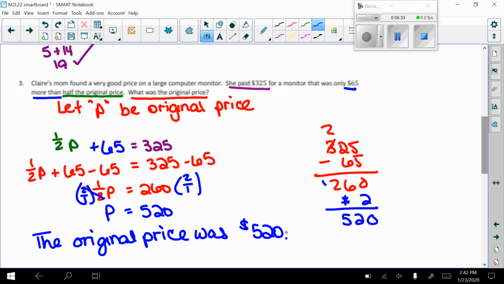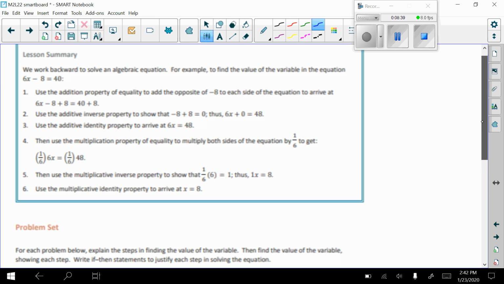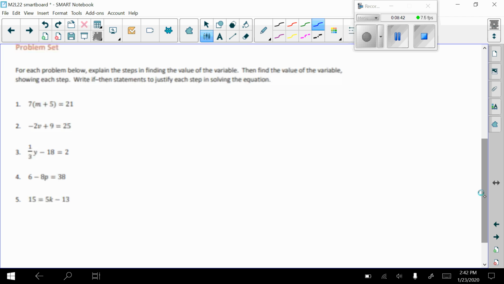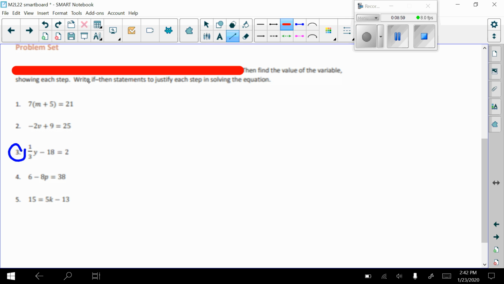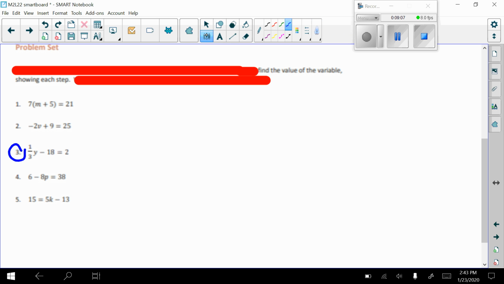All right, there's one more problem that I'd like you to see. It's in the problem set, so if you could turn there. And we're going to look at number 3. For each problem below, explain the steps in finding the value. We're not going to do all that. What I would like you to do is find the value of the variable showing each step. All right, so here we go. 1/3 y minus 18 equals 2.